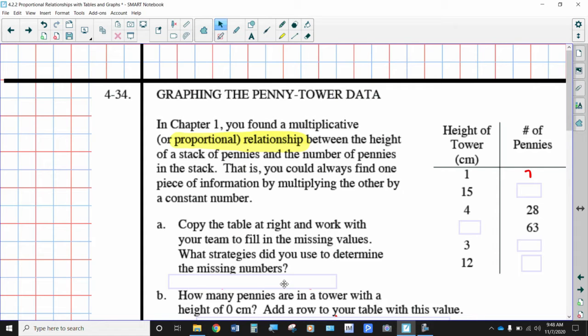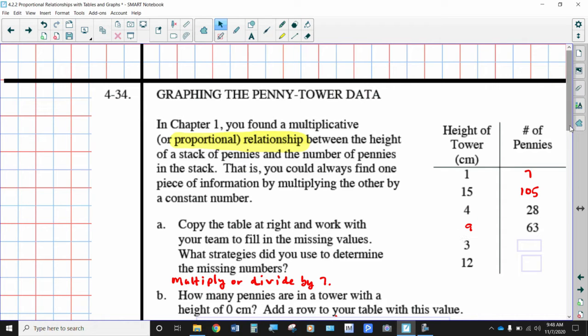What strategies did you use to find the missing numbers? You may recall you either multiplied by 7, right? 1 times 7 is 7. 15 times 7 is 105. Or you could have taken the final number, 63, and divided it by 7, and that would have given you 9.